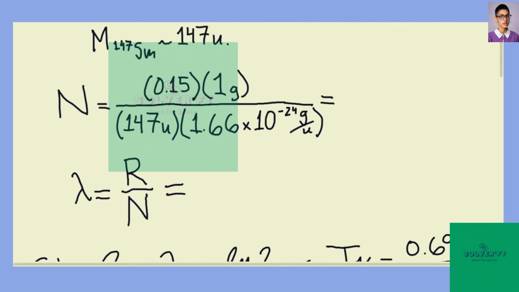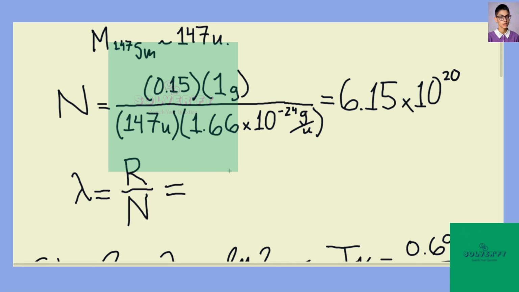Doing that, we find we have that there are 6.15 times 10 to the 20th nuclei present in the sample.